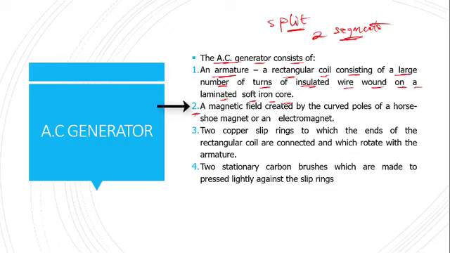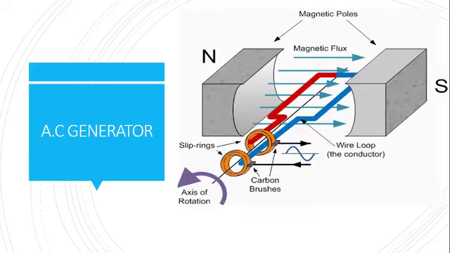Also, a magnetic field created by the curved poles of a horseshoe magnet or an electromagnet is an important feature of an AC generator. A third feature of an AC generator are 2 copper slip rings to which the ends of the rectangular coil are connected, and they rotate with the armature. And then finally, the fourth part of a generator is 2 stationary carbon brushes which are made to press lightly against the split rings. That is exactly what we see here in the diagram.